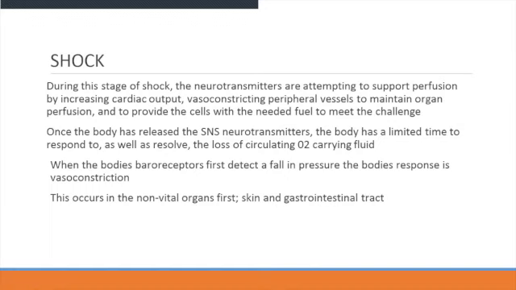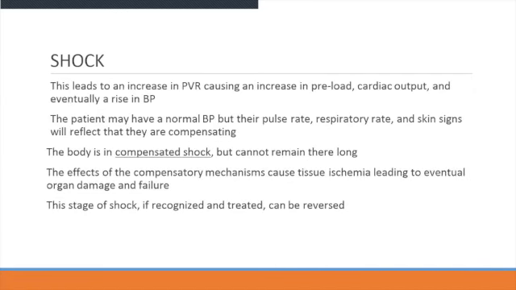When the body's baroreceptors first detect a fall in pressure, the first response is going to be vasoconstriction. So instead of the heart revving up, it's going to try to shrink down the vessel first, or the container first. So therefore, it kind of preserves the heart as a last ditch effort. This occurs first in the non-vital organs such as the skin and the gastrointestinal tract. This leads to an increase in PVR, which is peripheral vascular resistance, caused by an increase in preload, cardiac output, and eventually a rise in blood pressure.